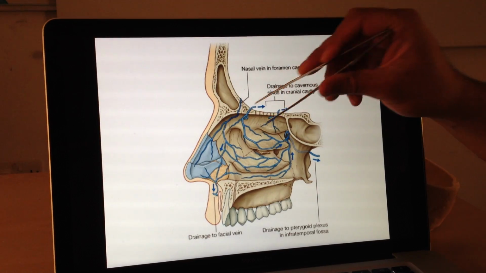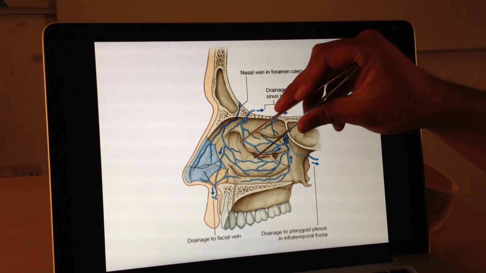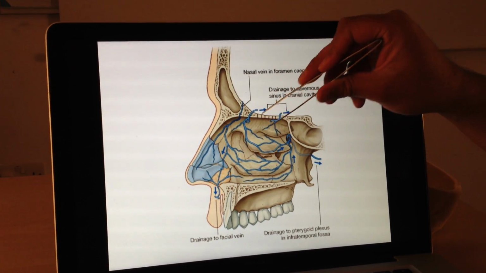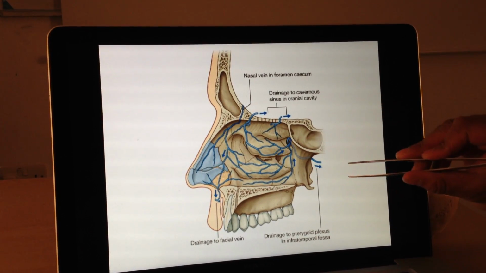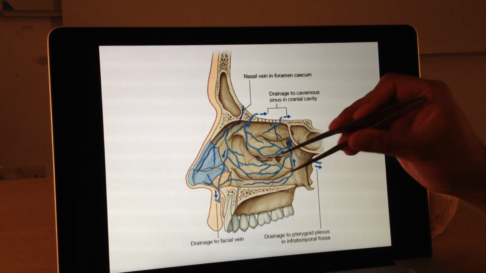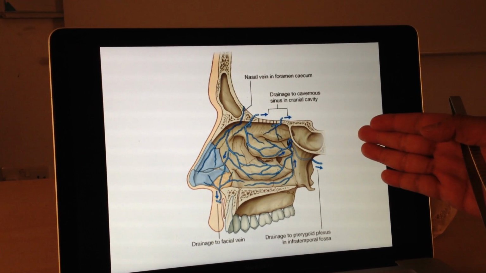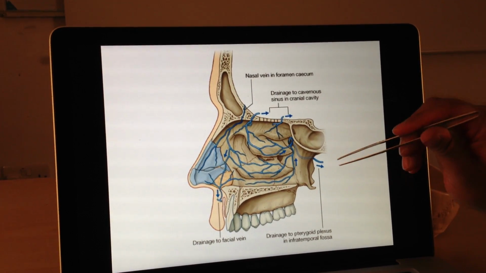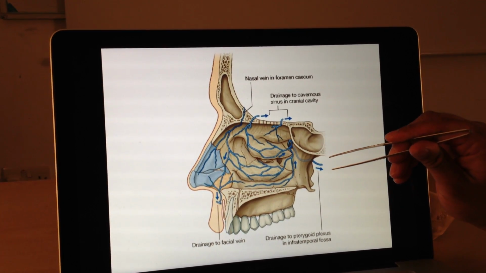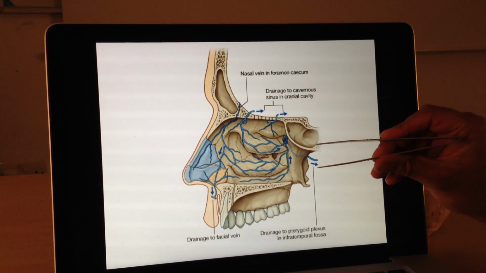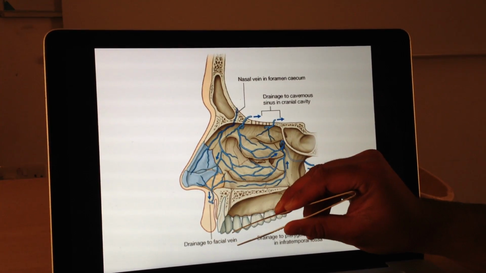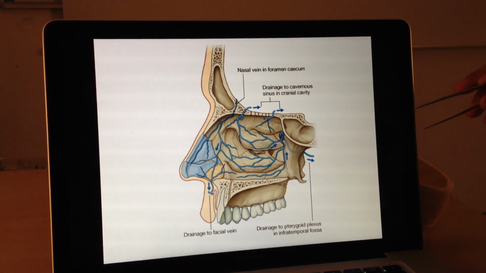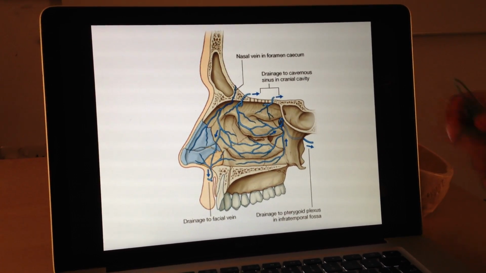We can drain into an area called the cavernous sinus, going upwards, and I'll show you the cavernous sinus in a moment. We can drain this way, heading outwards towards the cheek, and that would head towards the pterygoid plexus, and that goes to the infratemporal fossa. Or we can drain outside of the face onto the facial vein, and all of these will head back eventually to the jugular vein.